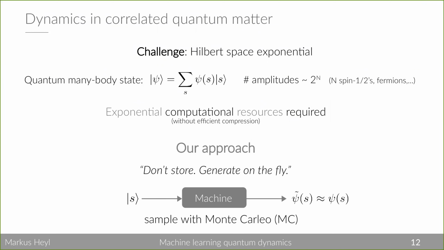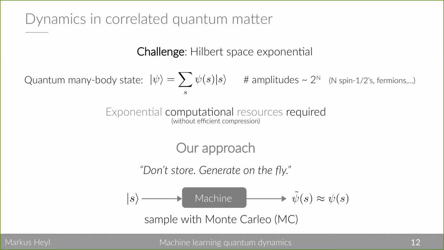We don't aim at storing these amplitudes, but we only want to generate them on the fly when needed. So suppose you have a machine with simple input and output. Input is a spin configuration, and the output of that machine is then your amplitude, or a good approximation thereof, which I denote here with psi tilde. If you have such a machine, then you don't need to store the amplitudes, but you can generate them, and in the end, do some Monte Carlo and sample from that machine those amplitudes which you need at a given moment, avoiding completely storing amplitudes.